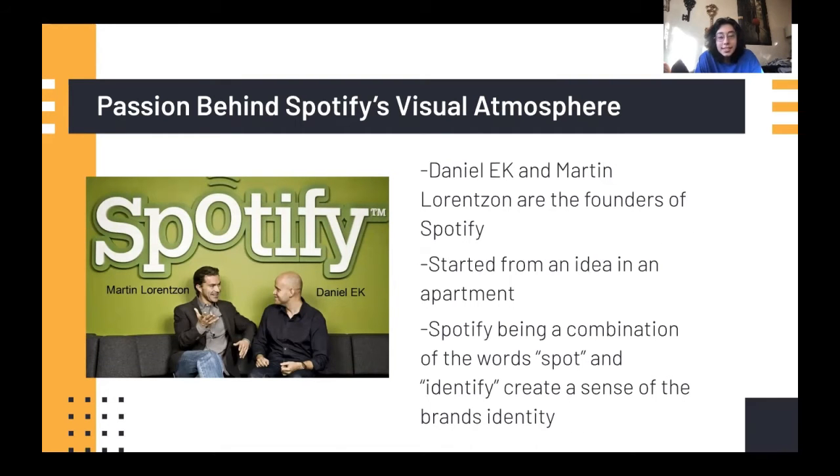Like, what's the passion behind Spotify's visual atmosphere in the first place? That base was established by Daniel Ek and Martin Lorentzen, who are two Swedish businessmen that decided to get together in an apartment and create a combination of words called spot and identify. And that's Spotify. As you can see on the left, that's them and the old Spotify logo from 2008. And the rest was history.